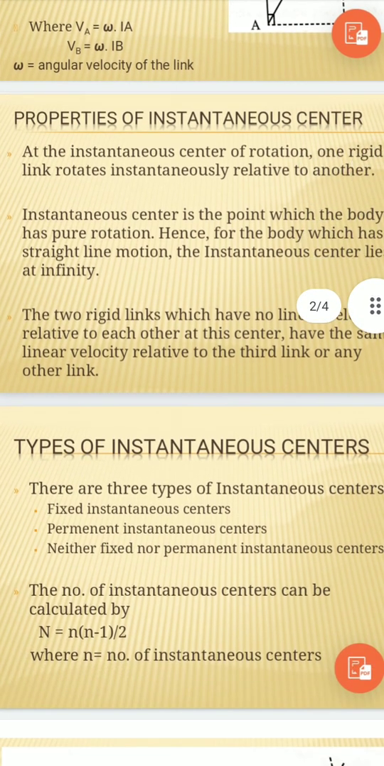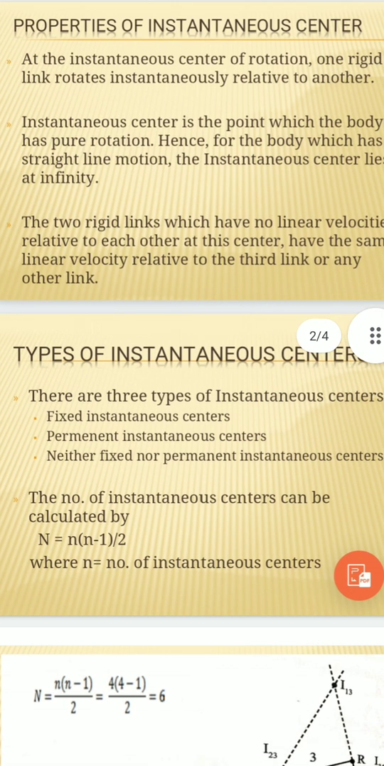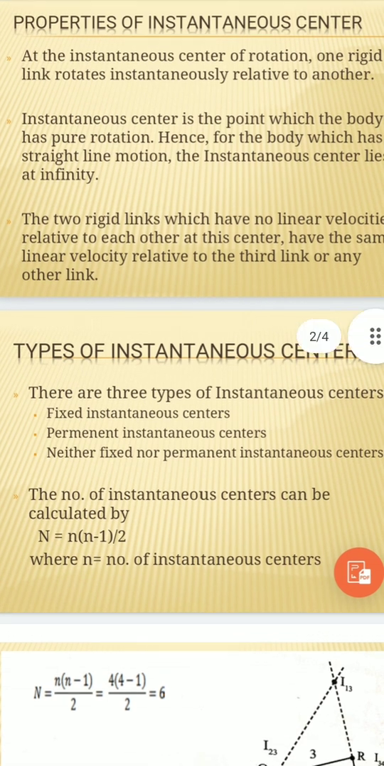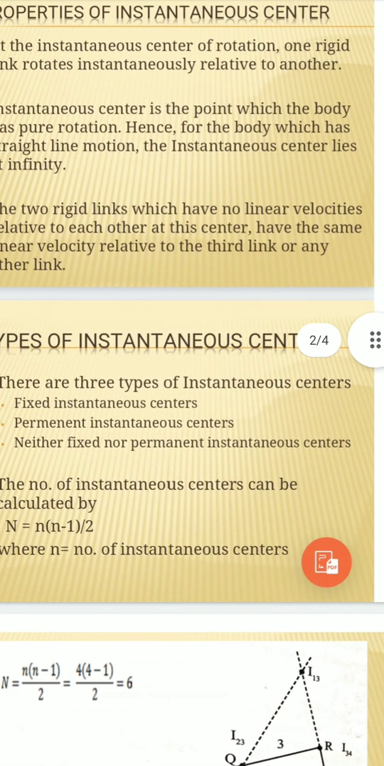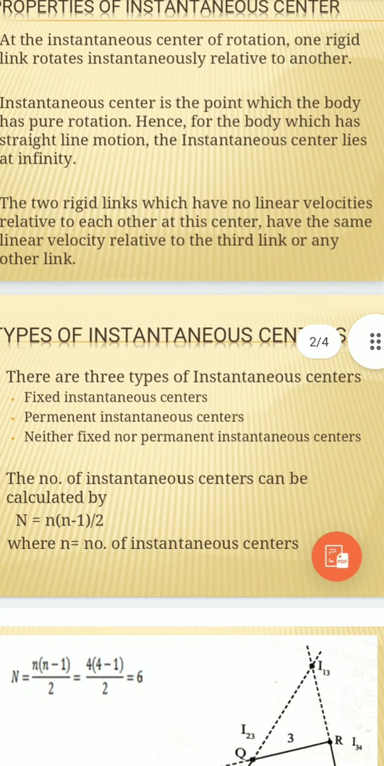The next one is types of instantaneous centers. Generally, there are three types of instantaneous center that we come across. Number one is the fixed instantaneous center. The second one is the permanent instantaneous center, and the third one is the neither fixed nor permanent instantaneous center. In a mechanism, the number of instantaneous centers can easily be calculated depending upon the number of links.